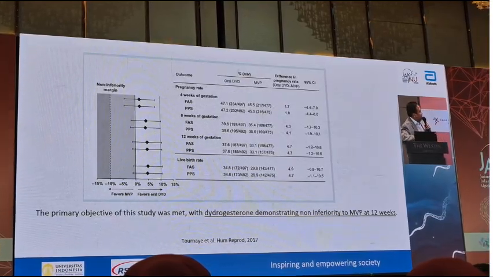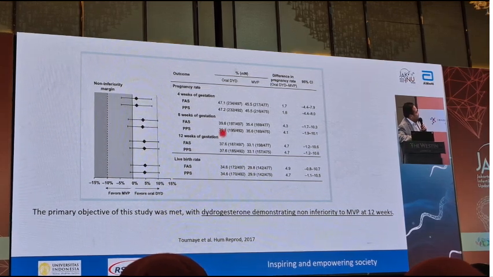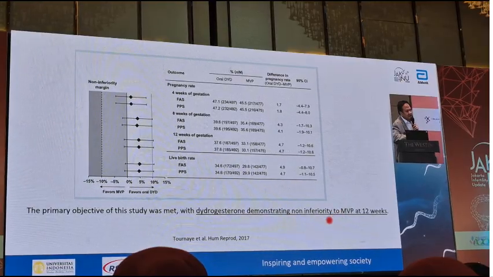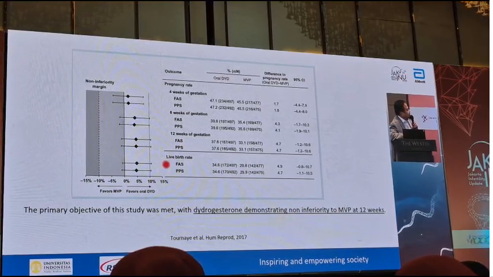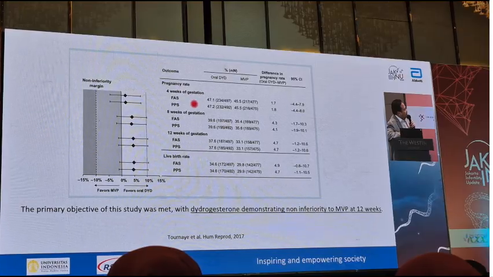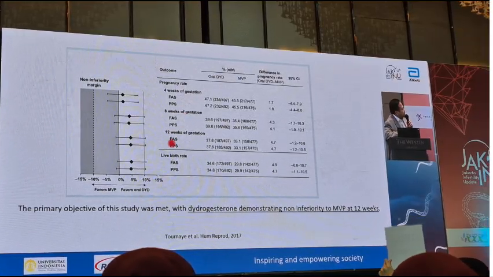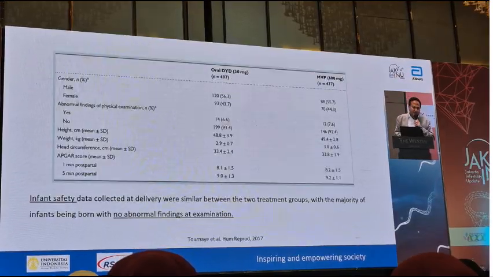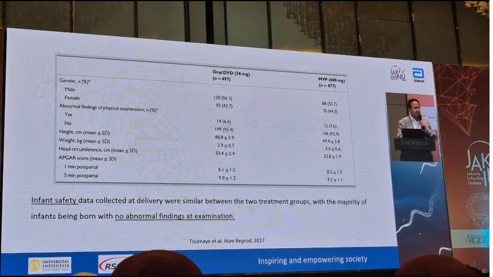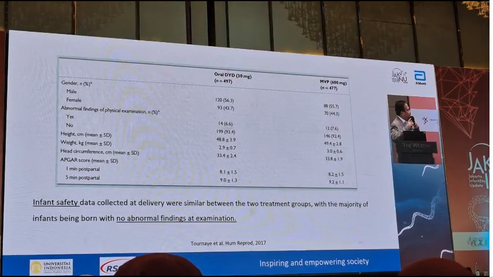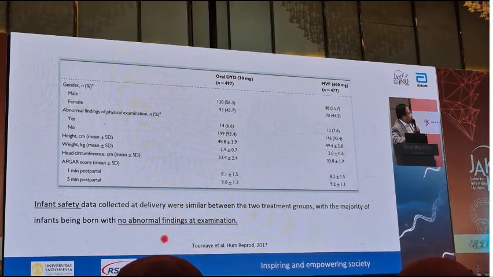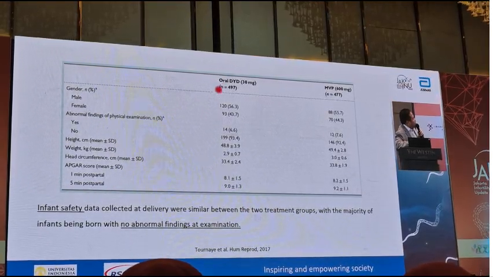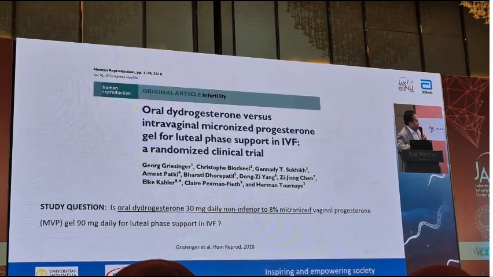There is no difference. And then we can see here at 12 weeks, dydrogesterone demonstrated non-inferiority compared to micronized progesterone in terms of pregnancy at 4 weeks gestational age, 8 weeks, 12 weeks, and live birth rate. No difference between the two groups. So it means that dydrogesterone is non-inferior compared to micronized vaginal progesterone in fresh transfer. And for infant safety, there is no difference in skull and gender, and also abnormal findings on physical examinations.